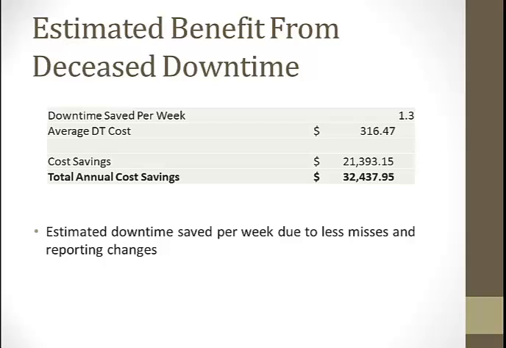The other savings to be calculated were the savings from the decreased downtime that came out of the new database. I estimated that on average, about 1.3 hours were saved each week. Because the average downtime cost per all the lines averaged together was around $300, the cost savings because of this decreased downtime was around $20,000. Adding up the technical services benefit as well as the downtime benefit, this came up with a total annual savings of about $32,000.